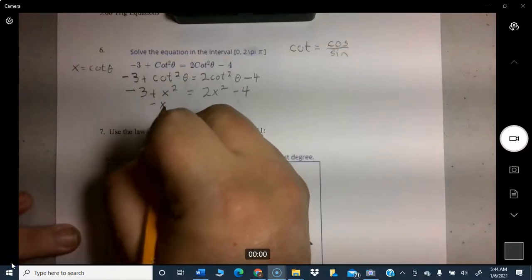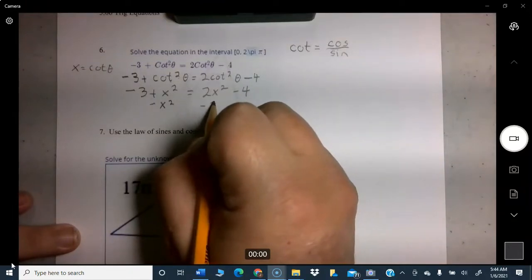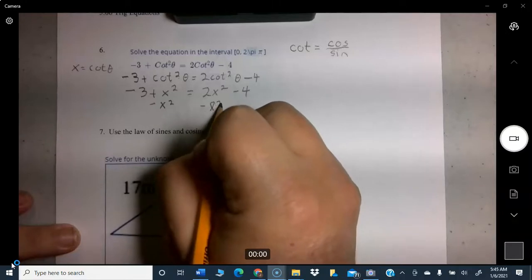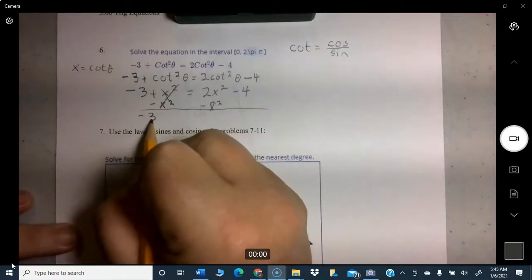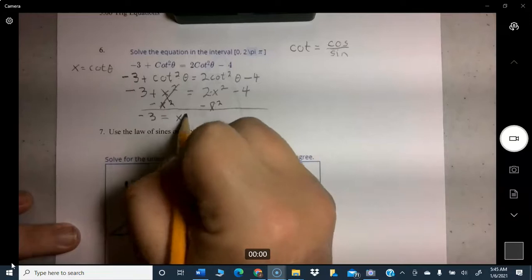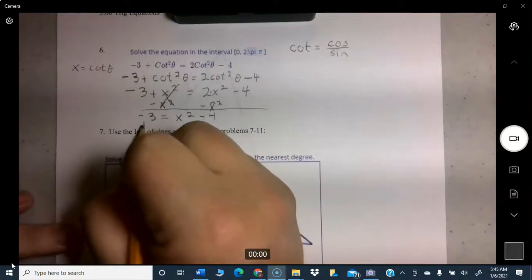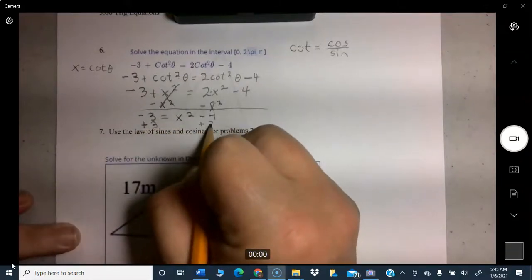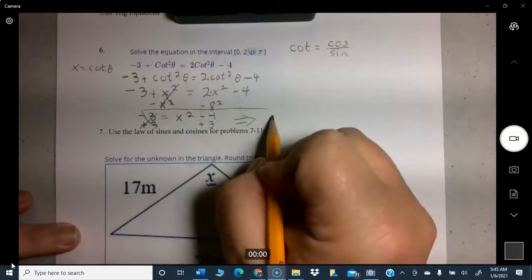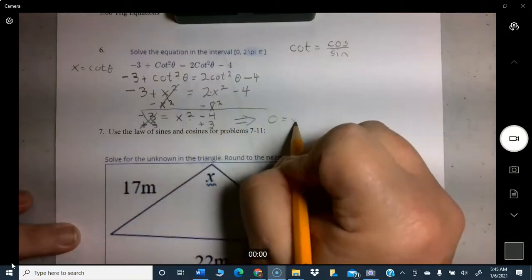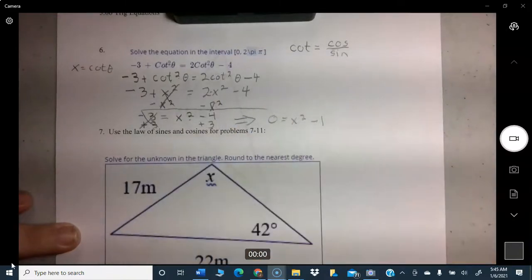We're going to subtract x squared from both sides. That one goes away. 2x squared minus x squared is x squared. Okay, I'm going to add 3 to both sides. This goes away, so this becomes 0. I'm going to write the answer over here. So 0 equals x squared, and negative 4 plus 3 is negative 1. So x squared minus 1.